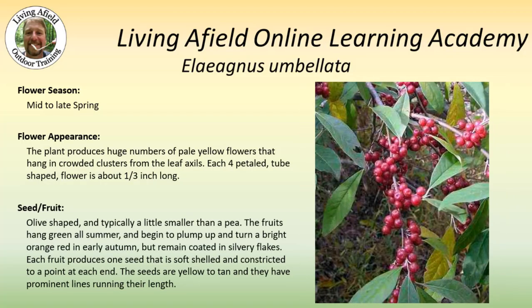Now the fruit is olive-shaped. It's typically about the size of a pea, maybe a little bit smaller. They hang green all summer long, and they have little gray scales on the outside. As the season progresses, they plump up, and as they ripen, they turn an orangish to deep orange-red color in the early fall. Each fruit produces a single seed. The seed is pretty large in relation to the overall fruit.